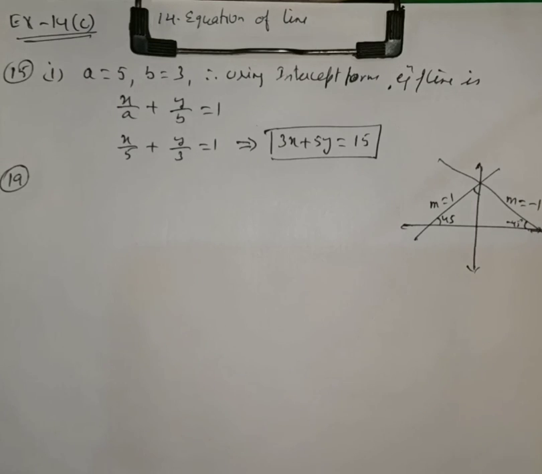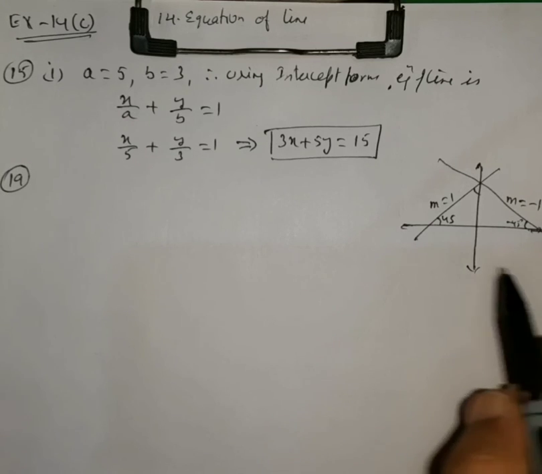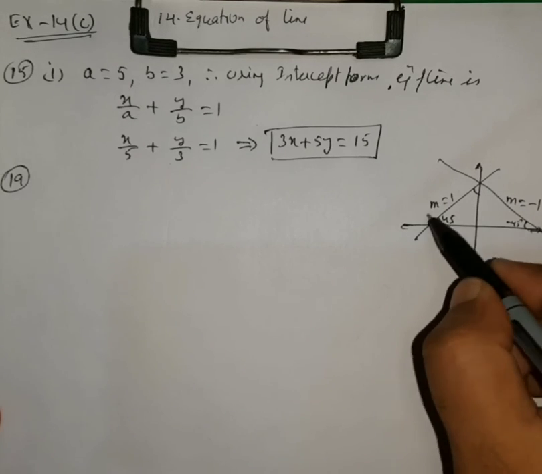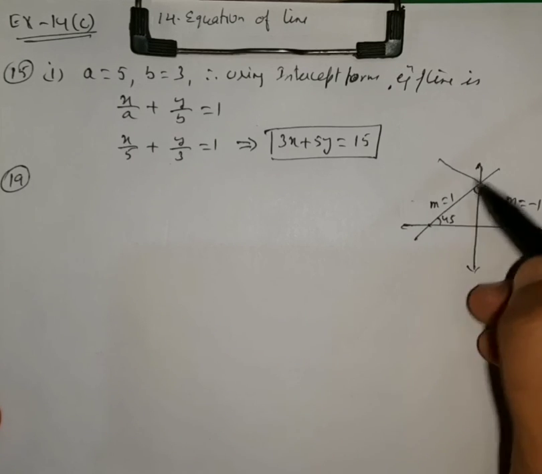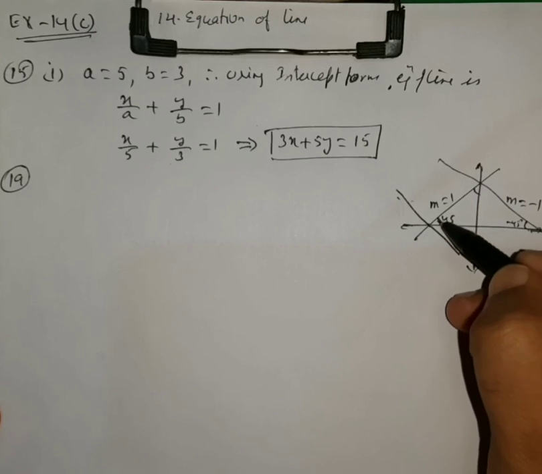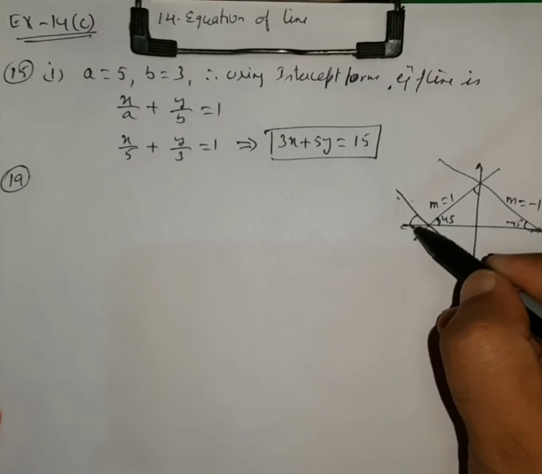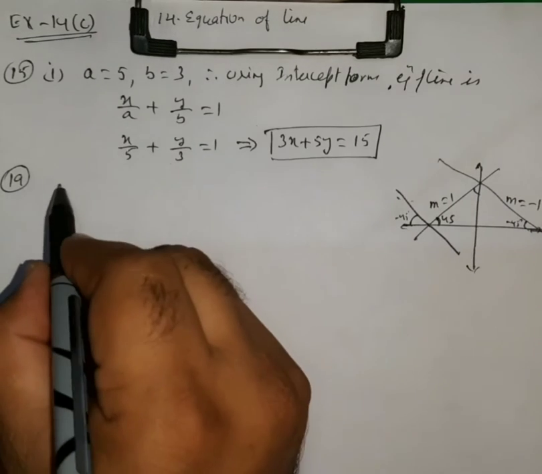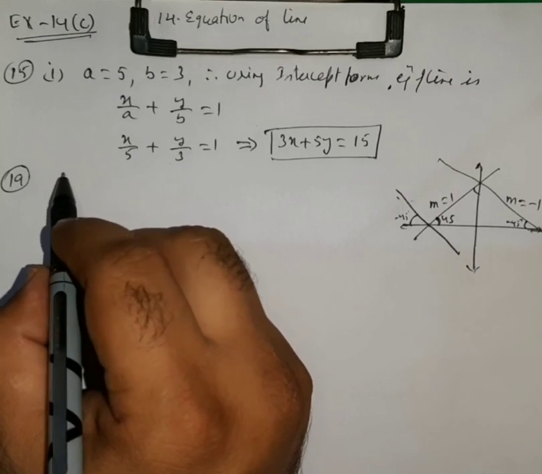And these lines are passing through the point (-2, 0), and equally inclined to the coordinate axes. Means here the two lines are passing through this point. So the two lines in this case will be like this, and the other line will be like this, passing from here. So one has slope 45 degrees, the other will have slope -45 degrees. So like this.